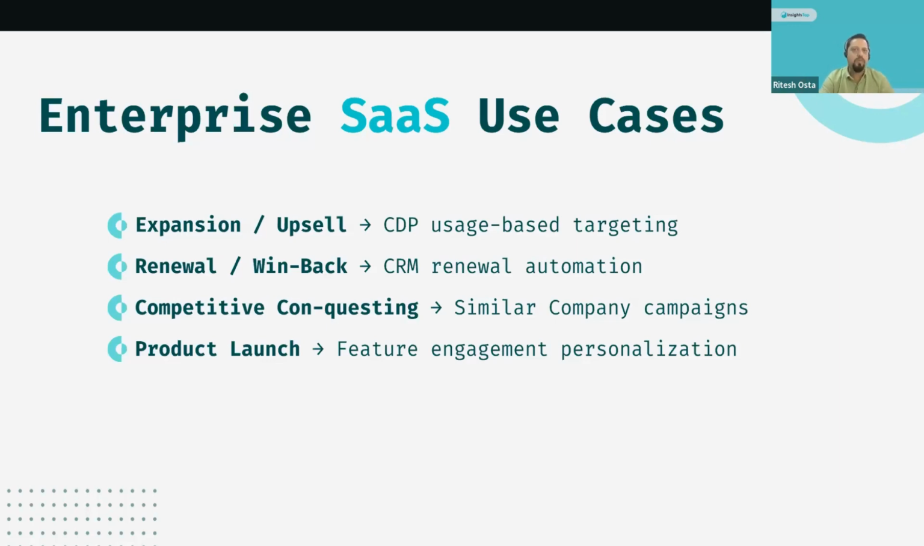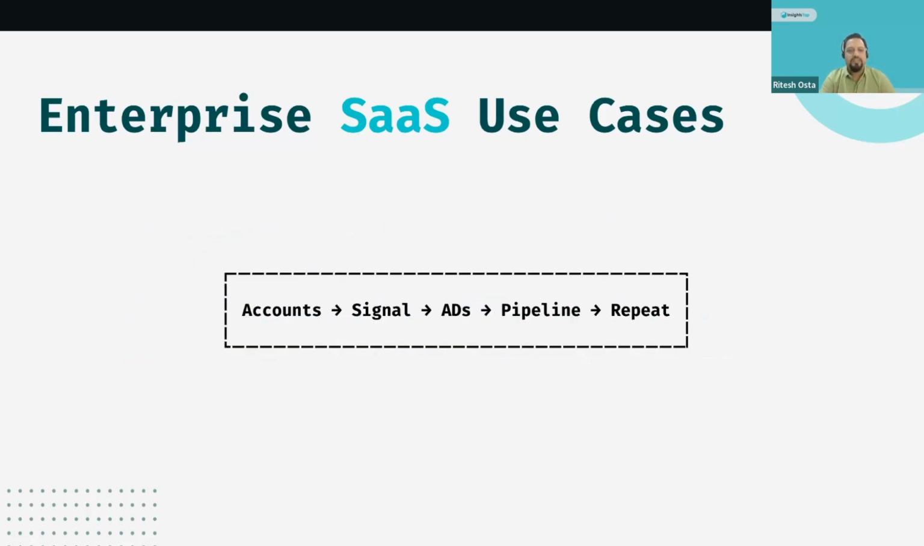Product launches: if you want to launch a new product, you can always send a newsletter or an email, but you can also run ads as a product launch. Why not? Okay, so accounts give signals to ads to pipeline, and then repeat the process. That is what we are talking about overall in this webinar. The marriage between ABM and ads. How to use the scalability of ads and the precision of ABM together to make things work for you.